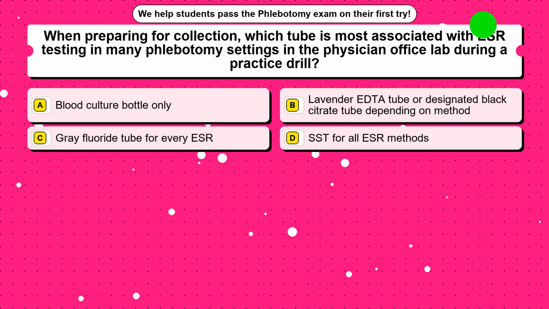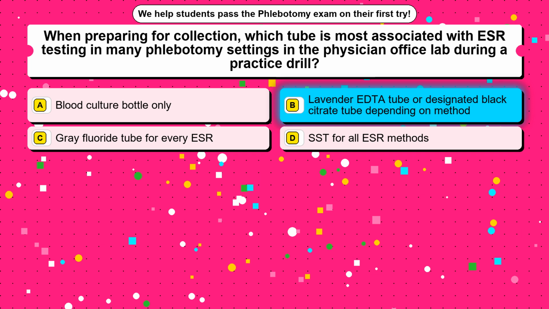Question 92. When preparing for collection, which tube is most associated with ESR testing in many phlebotomy settings in the physician office lab during a practice drill? Option A. Blood culture bottle only. Option B. Lavender EDTA tube or designated black citrate tube depending on method. Option C. Gray fluoride tube for every ESR. Option D. SST for all ESR methods.